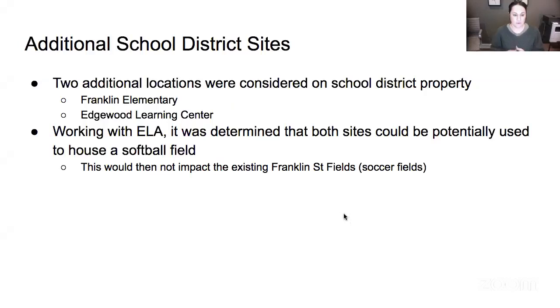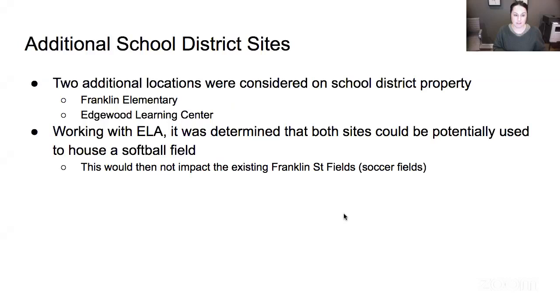So the committee, once we looked at Franklin Street Fields, recommended that we look at any of our other complexes to see if there's a place that you could put a softball field. So the additional locations that were considered on our properties were at Franklin Elementary and at Edgewood Elementary. And working with ELA, it was determined that both sites could be used to house a softball field.